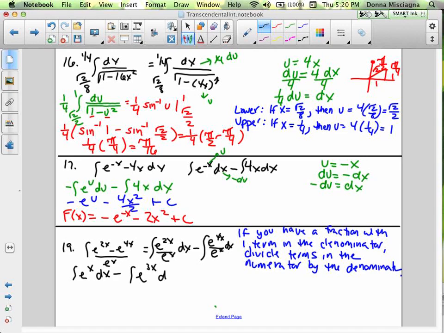needs a teeny tiny, itsy bitsy, a little itty bitty u-substitution. u is 3x, du is 3 dx. Don't see a 3, so 1/3 du equals dx. So in that one we're going to replace the 3x with a u. We'll replace dx with a 1/3 du, and e stays.